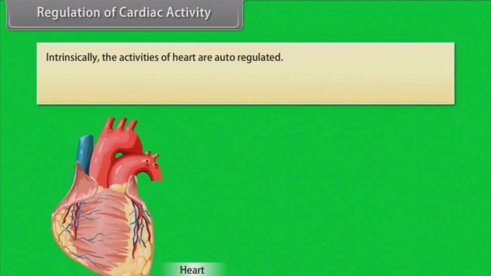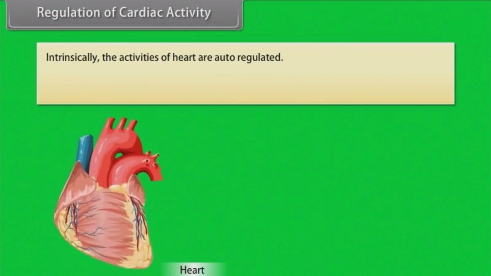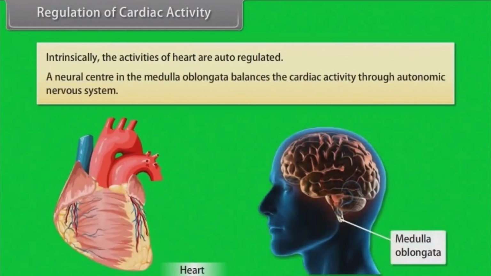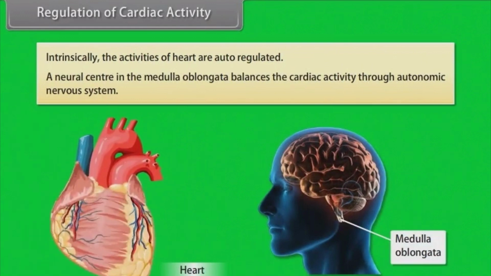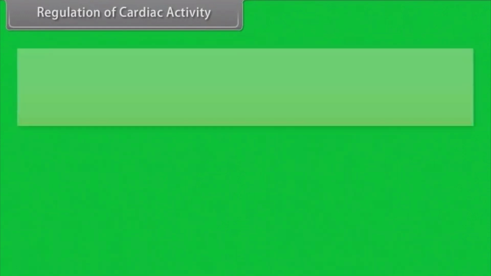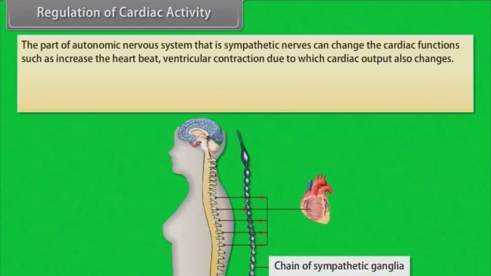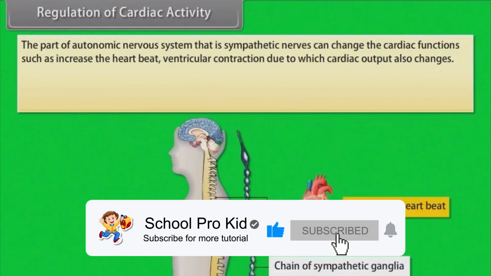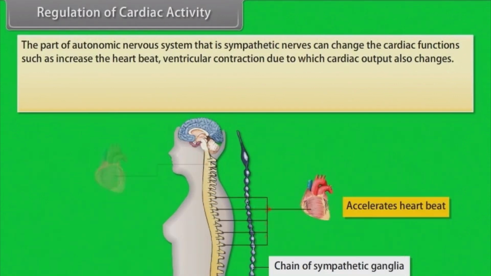Regulation of cardiac activity. Intrinsically, the activities of the heart are auto-regulated. A neural center in the medulla oblongata balances the cardiac activity through the autonomic nervous system. The sympathetic nerves, part of the autonomic nervous system, can change cardiac functions such as increasing the heartbeat and ventricular contraction, due to which cardiac output also changes.